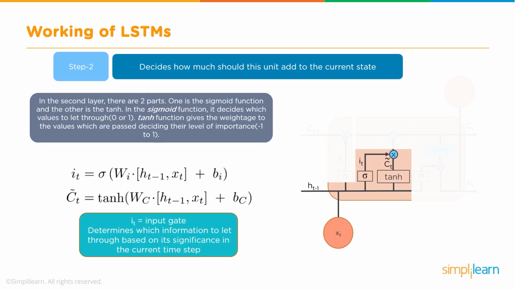The i of t equals the sigmoid of the weight of i, h at t minus 1, x at t, plus the bias of i. And the c of t equals the tanh of the weight of c, h at t minus 1, x at t, plus the bias of c. So our i of t equals the input gate, which determines which information to let through based on its significance in the current time step. If this seems a little complicated, don't worry, because a lot of the programming is already done when we get to the case study.